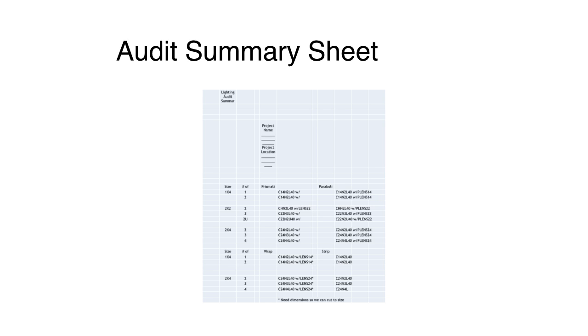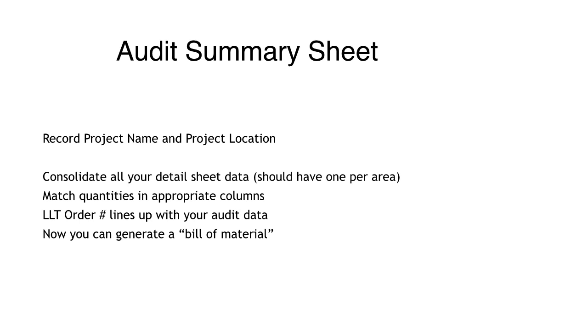Finally, you're going to look at the audit summary sheet. This is what this looks like. The audit summary sheet is going to consolidate all of your detailed sheet data. It's going to match the quantities in appropriate columns, and it's going to give the LED living technology order number so it lines up with your audit data. So now we can generate what we call a bill of material or a quote. We do that from corporate headquarters. Once you turn these sheets in, we're providing that information back to your business owner.